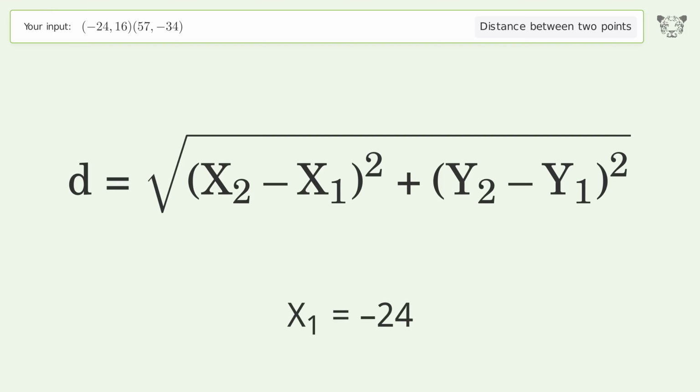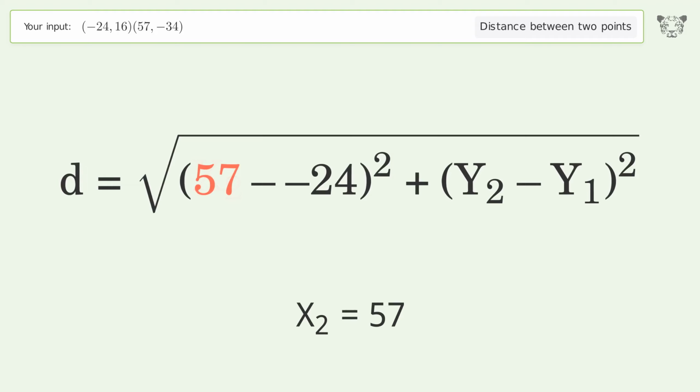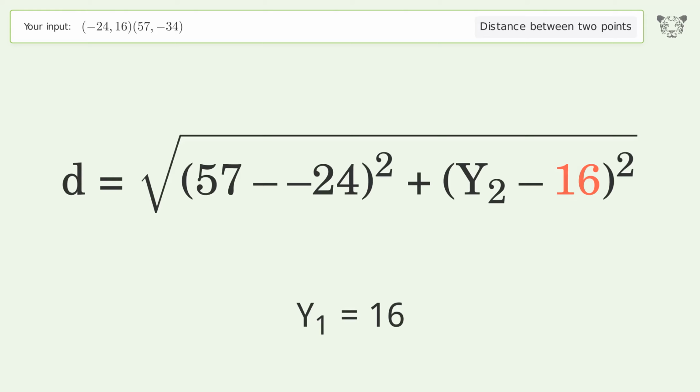x1 equals -24. x2 equals 57. y1 equals 16. y2 equals -34.